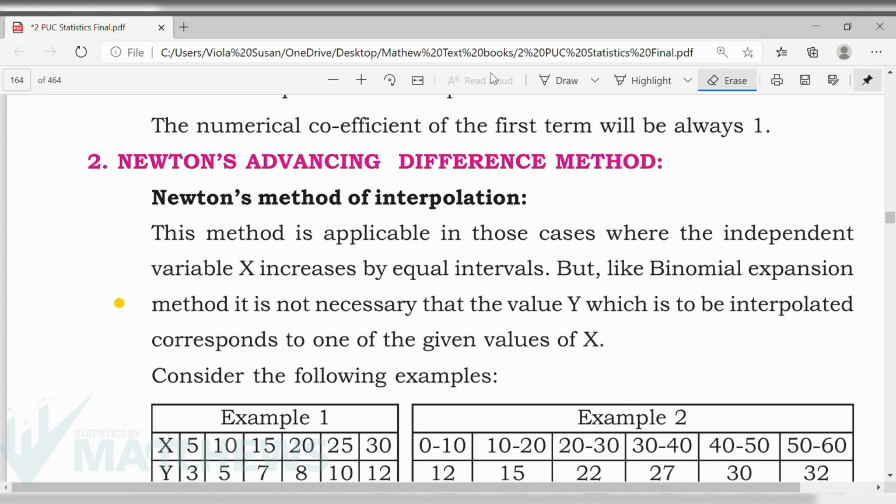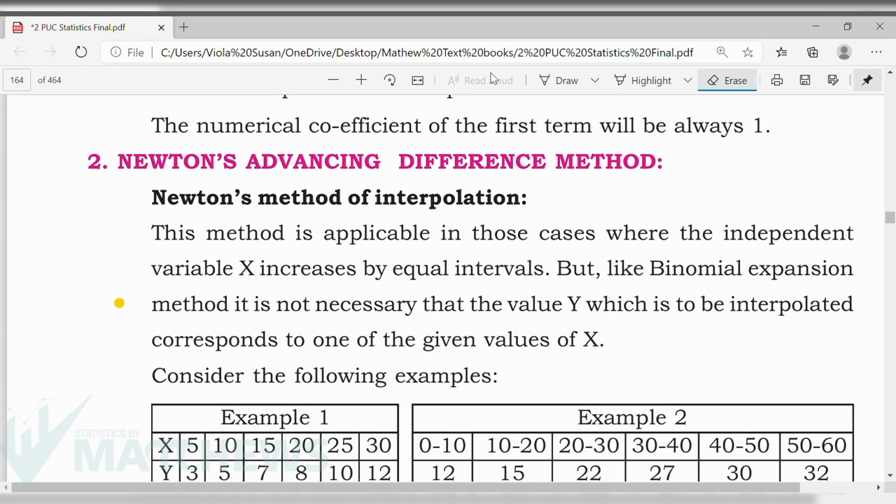For example, if the x value is 40 and you have to find the value of y when x is 40, that means x is 40 and the y value is not known, so we have to find out y when x is 40. That is what you should understand from that statement: the value of y which is to be interpolated should correspond to a value of x which is in the range.